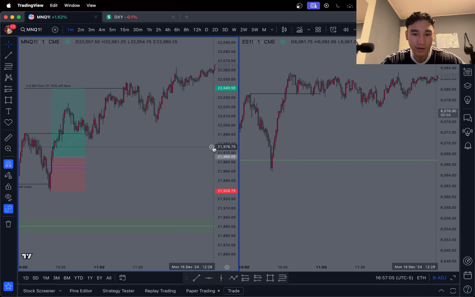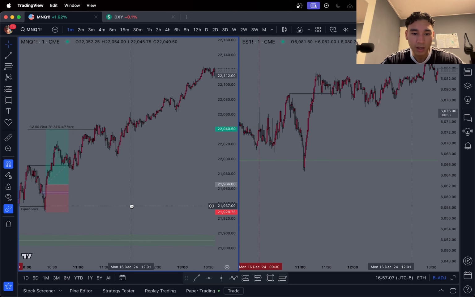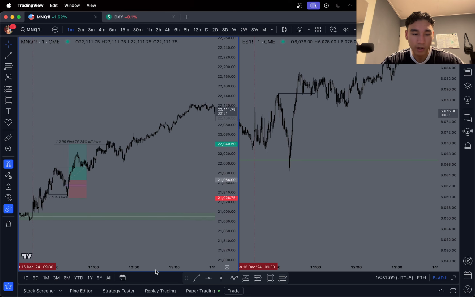Still inside of that AM session kill zone still. And then my full TP was a 1 to 5. We are at all-time high, so we don't have any targets. So what I do is I found for my back testing, okay, what do I do in these situations?